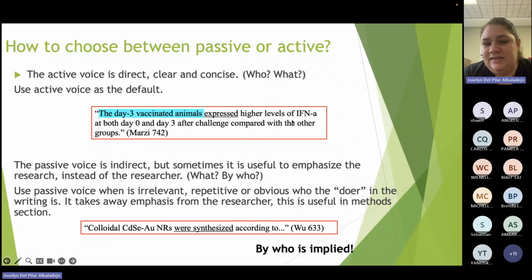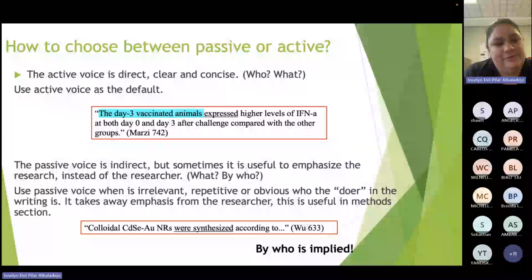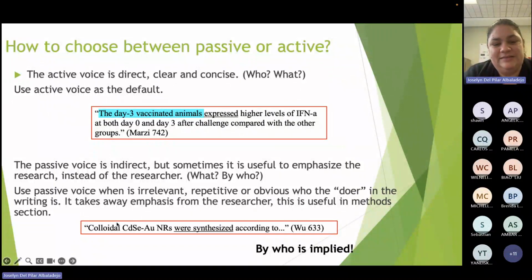Express higher levels and so on, right? So here, in this case, the sentence is constructed in a way that you put the emphasis on the subject. Whereas this sample over here is passive voice, because the passive voice is indirect. Here, the emphasis is put on what you did, "were synthesized," and then the rest, according to.